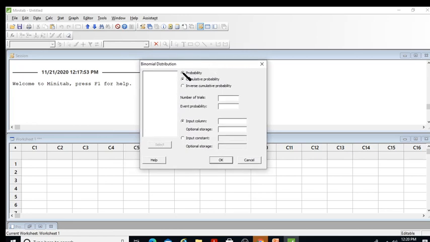For example, I just pick the first one to calculate the probability. Not the cumulative, not the inverse cumulative, let's say. And number of trials for this binomial distribution, because we are dealing with 2 parameters. So let's say we take 5 as the number of trials, and let's say we have a case of a non-fair coin where 60% is the probability of getting a head. So okay, that is my parameters. So these 2 parameters I have given, number of trials and the probability of success, which is 0.6. Okay, let's say input constant.